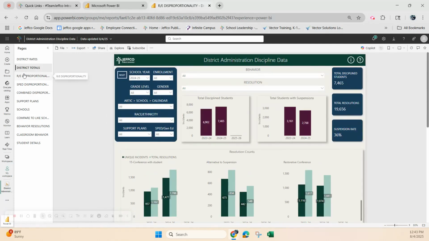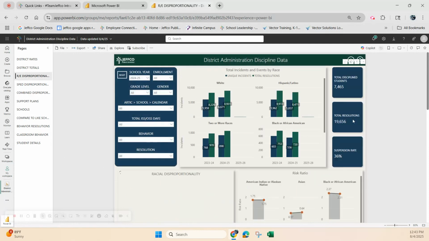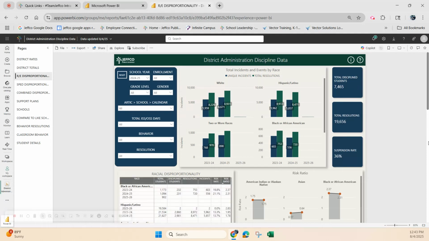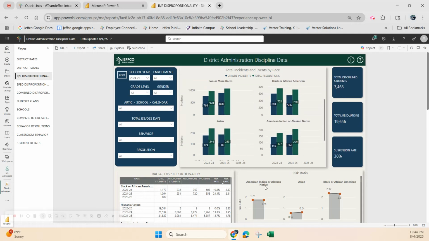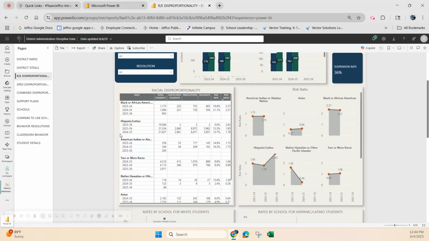The next tab is our by race and ethnicity disproportionality. Again, this is district data, so you can filter by specific incidents. This total ISS OSS days, I'm going to ask that we put a pin in this for now. This is an important tab when we're looking at some data that CDE pays particular attention to, but for now I'm going to leave that for the moment. You can see that this breaks down the total unique incidents and resolutions by race and ethnicity in a graph form.